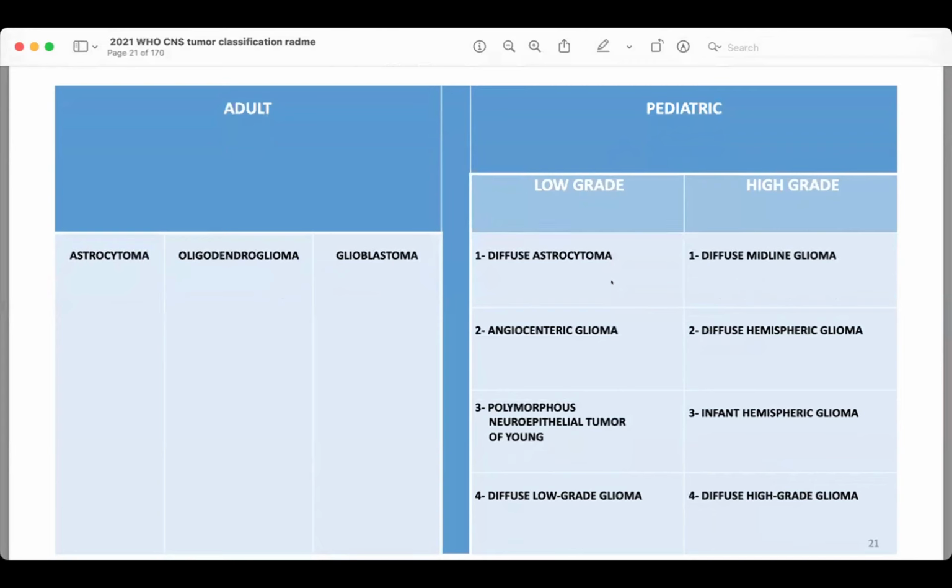And these are not the only types that they know. Every type or every subtype also has subdivisions underneath it, but from a radiological point of view, we don't have this much information about each subtype of them.